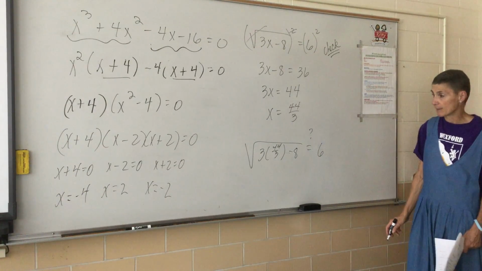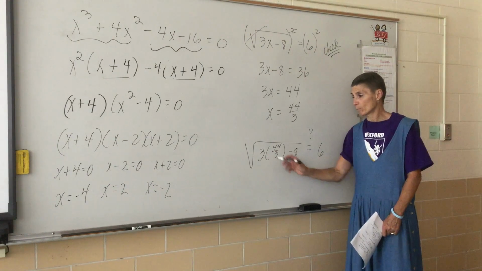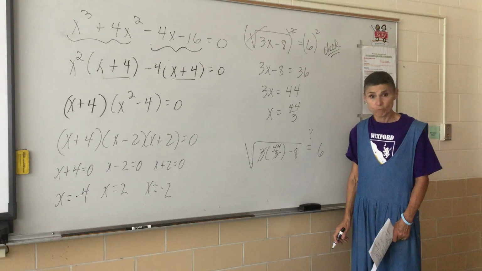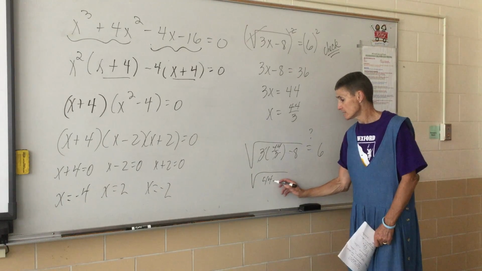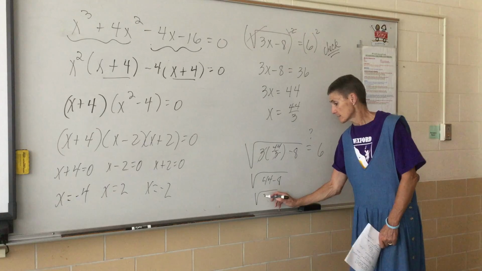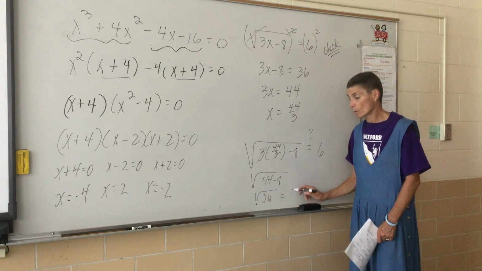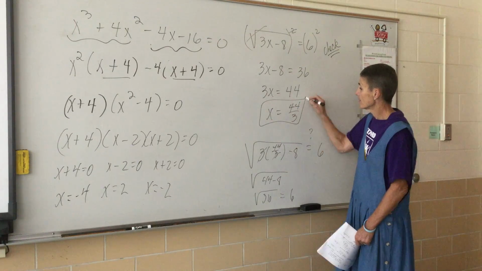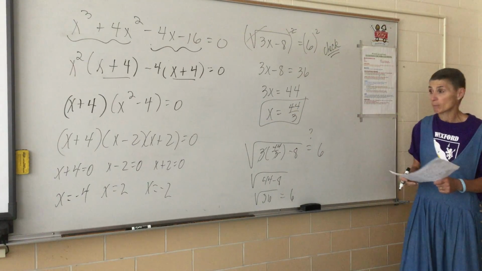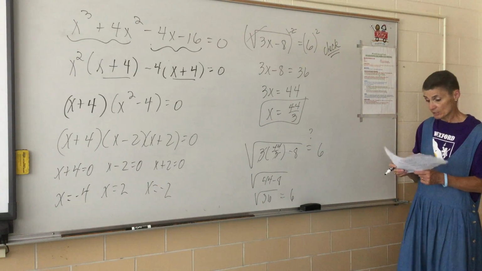That's what I'm supposed to get. Well, 3 times 44/3 is just 44. 44 take away 8 is 36, and the square root of 36 is 6. So it checks that, even though it's an ugly number, that is the answer to the problem.